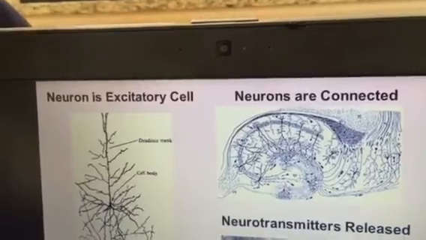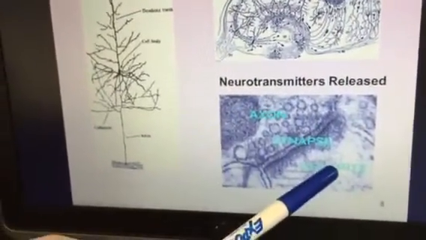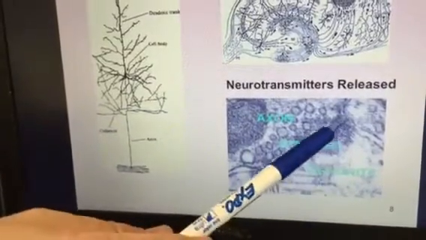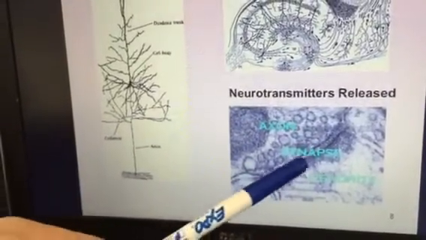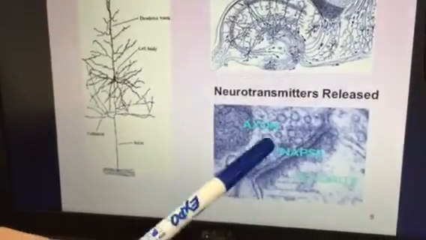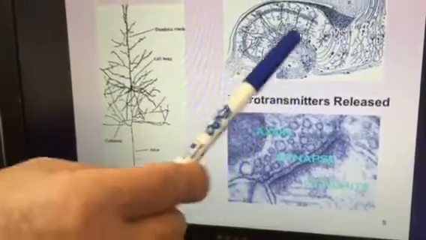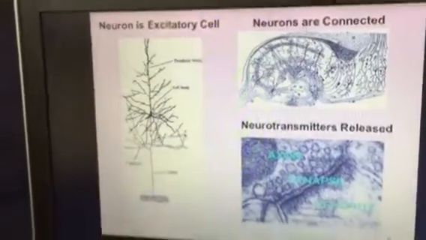And this last picture here shows what happens when the axon comes next to the dendrite. And you get that very special place called a synapse. And that's where these two neurons talk to each other in order to make something like this work. Next slide, Austin, please.